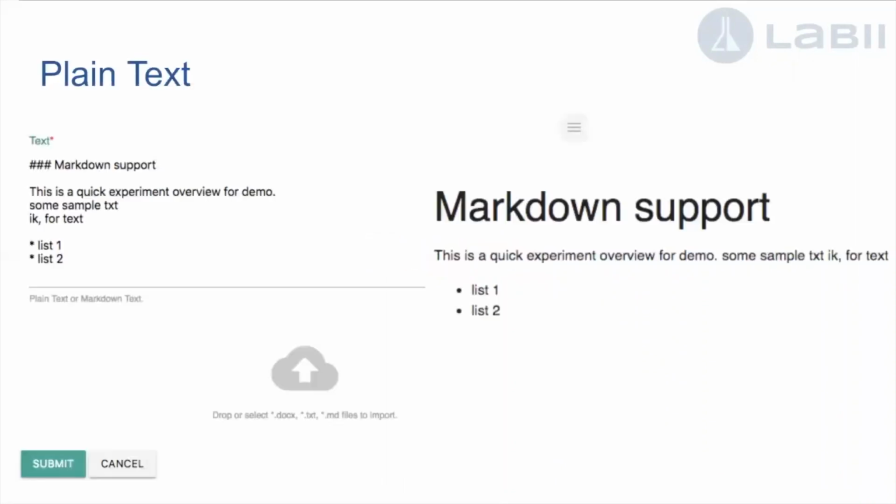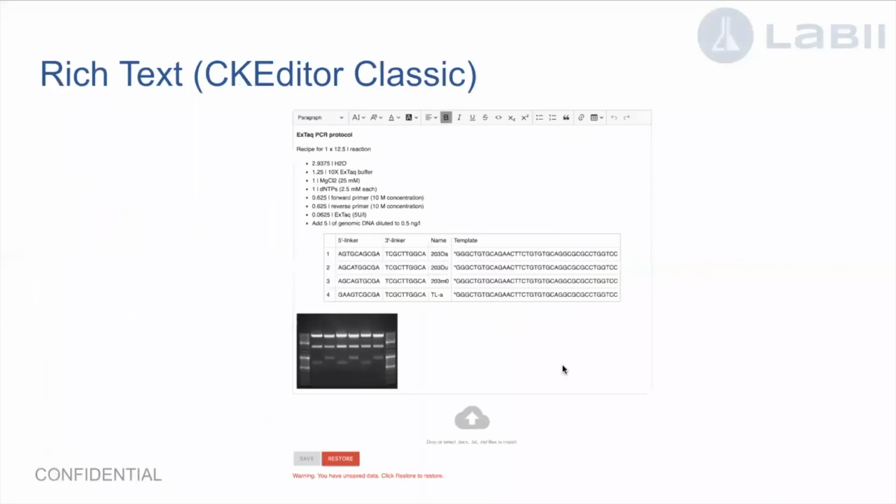The first one, like maybe you're already familiar with, is called plain text. This plain text totally supports markdown. This is the original, what you put in. This is what it looks like from the output. And then it's followed by rich text.